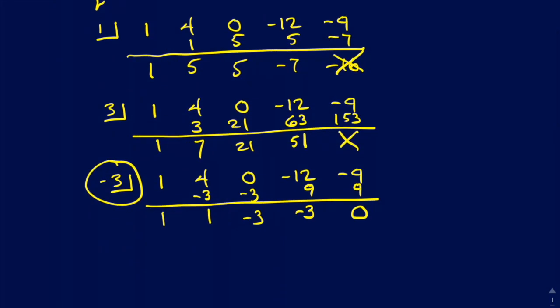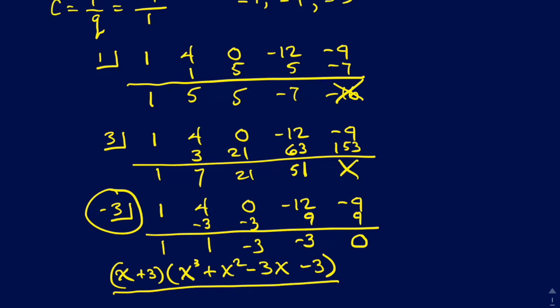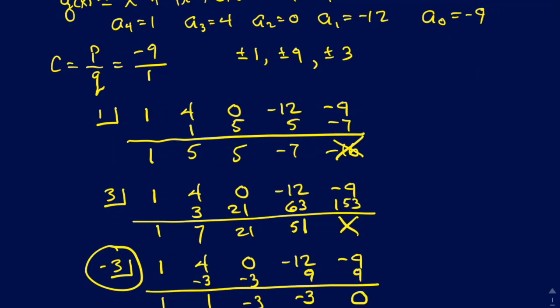And so now what we've also discovered is that the polynomial can be rewritten like this: x minus negative 3, so x plus 3, times, and now this ends up being the depressed polynomial, and so we take those coefficients as we see them, 1 times x to the 3 plus 1 times x to the 2 minus 3x to the 1 and minus 3. And so that is our factored polynomial using synthetic division.